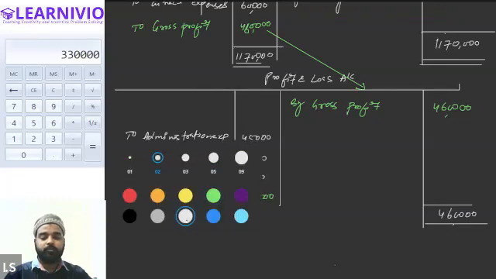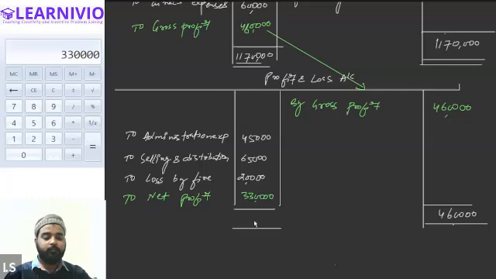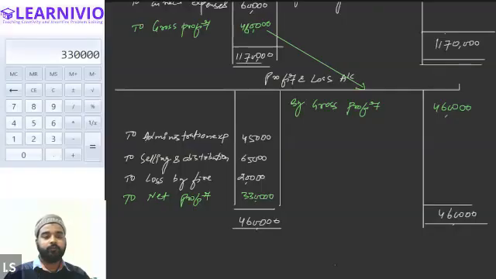Now we will close this profit and loss account as well by totaling both the sides, and both sides must tally. So 4,60,000 on both sides of the account. Tell me, everyone, is this clear, all of you? Yes, sir. All right, everyone. You guys have written it down? Yes, sir.